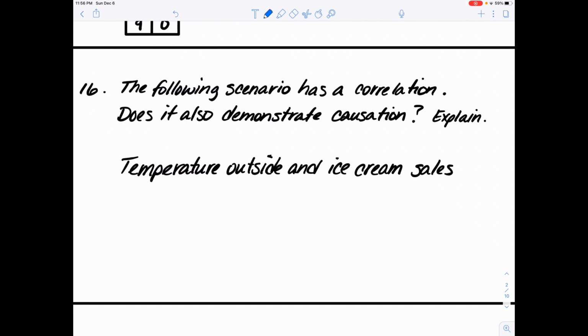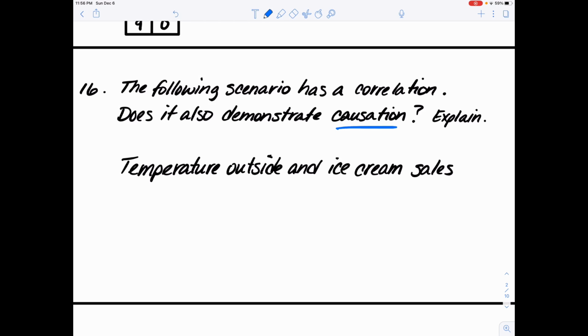Question number 16 says the following scenario has a correlation. Does it also demonstrate causation? Explain. So we have a couple of vocab words here. We have correlation and we have causation that we need to talk about real quick. Correlation just means there is a trend in the data. Okay, so these two values have some sort of trend. Maybe they both increase, maybe they both decrease. Either way, there is a correlation in their data.